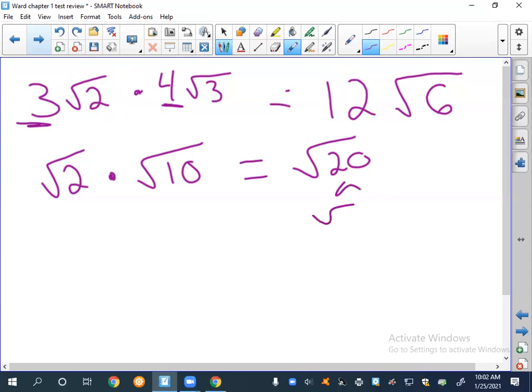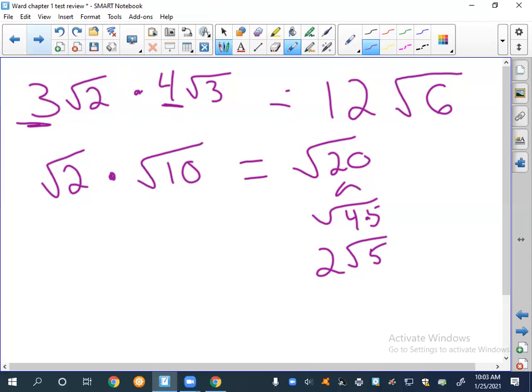For instance, on this one, what 2 numbers can we multiply to get 20? 5 and 4. Are either of those perfect squares? 4, right? So what is the square root of 4? 2. So it'd be 2 pulled out, square root of 5. You see how you may have to do an extra step.